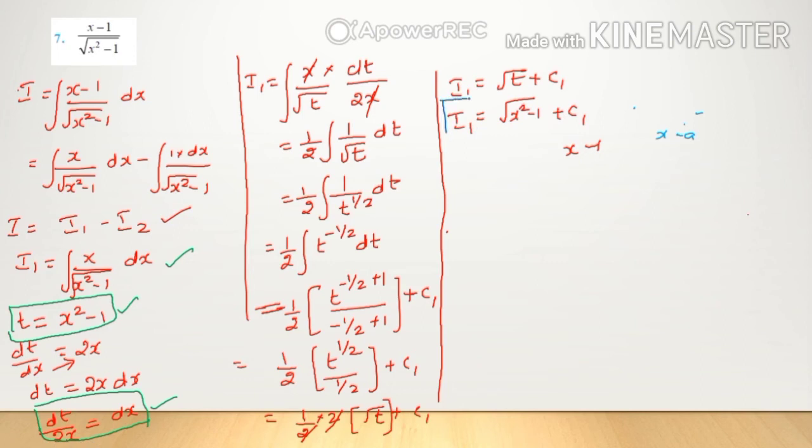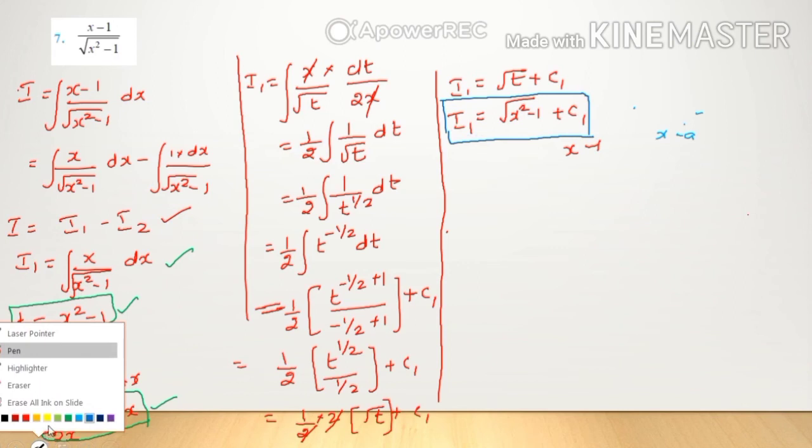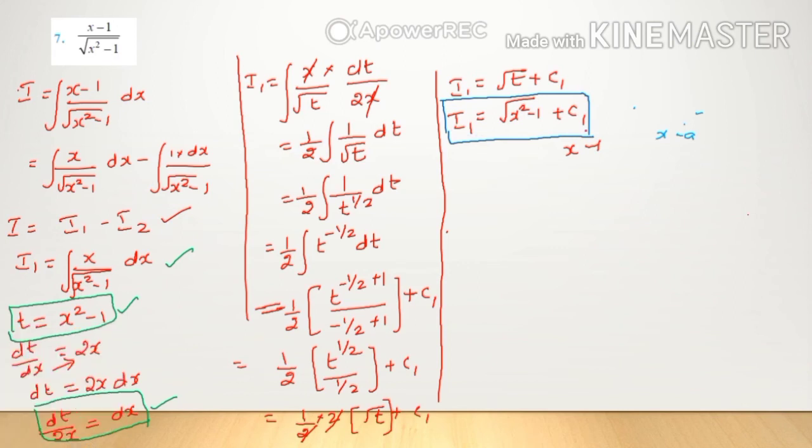Okay, so we found out the I1 value. Let me highlight it. Now I have to find out the I2 value. So let us consider I2. What is the value of I2? It is nothing but integral dx divided by square root of x square minus 1 square. That 1 I can write as 1 square, into dx.